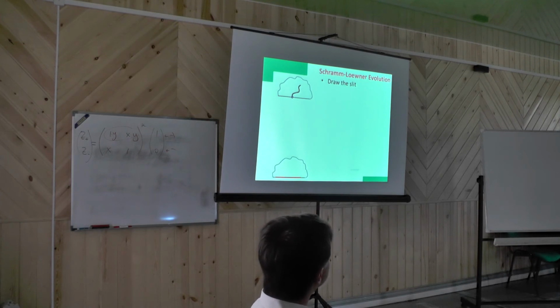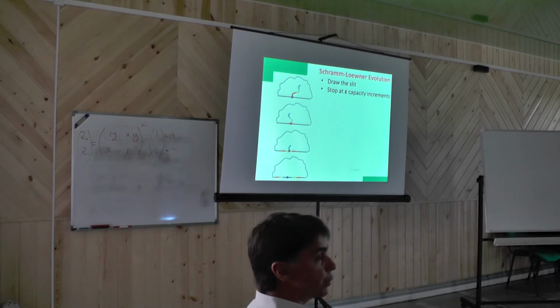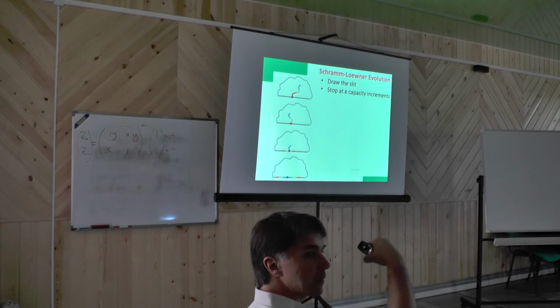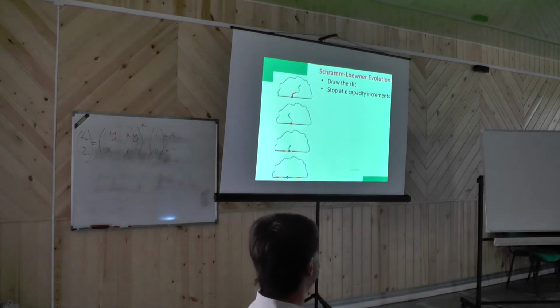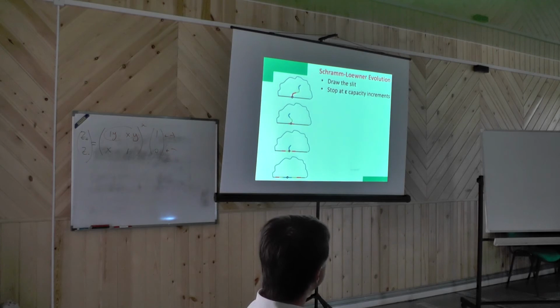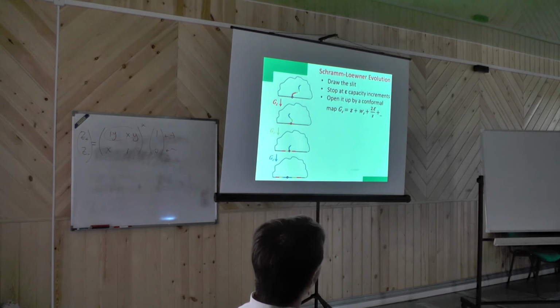So let's stop the slit at some increment. Since we deal with conformal geometry, the good way is to stop it at epsilon capacity increments. So we put observer at infinity, which measures electrostatic capacity of the slit, and each time it hits epsilon, we cut it. Now, so this stops. Now we open it up by conformal map J epsilon.